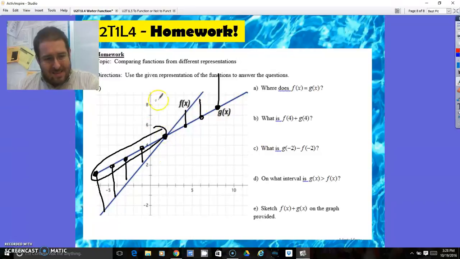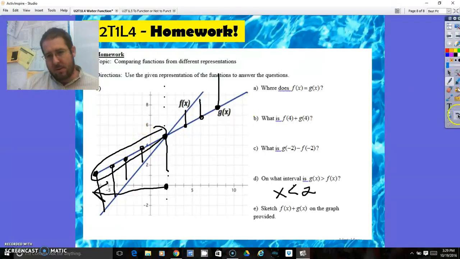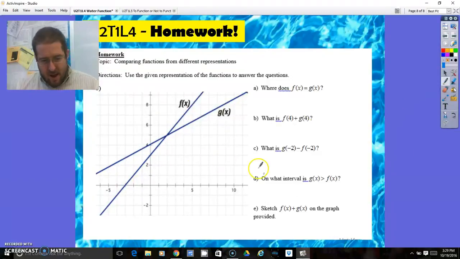So when is that? When means we're talking about the independent variable. 2 is when it stops being greater. So x has to be less than 2. Okay, pen, why aren't you working? There we go. Less than 2. Anytime x is to the left of 2, g of x is above the f of x function. All right, once again, I'm going to erase, but this time I'm erasing because it's hard to see the graph.